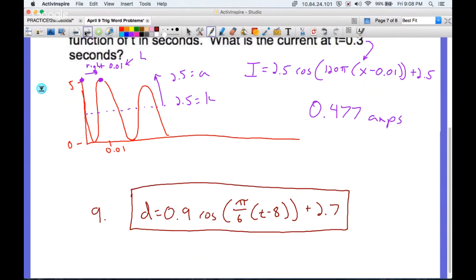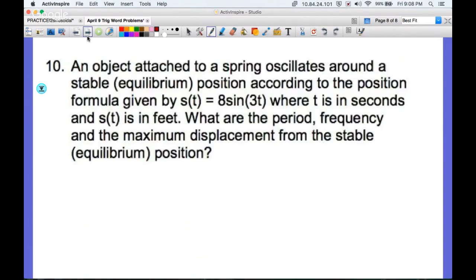All right, there's number 9. So for number 10, an object attached to a spring oscillates around a stable equilibrium position according to the position formula given by S of t equals 8 sine of 3t, where t is in seconds and S of t is in feet. What is the period, frequency, and the maximum displacement for the stable equilibrium?